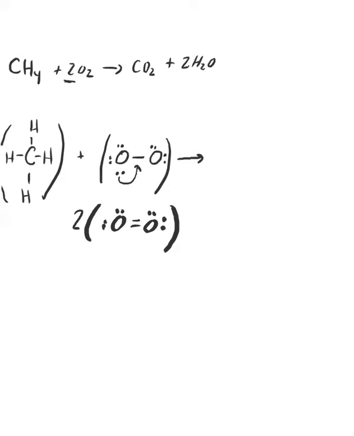Okay. Now let's do the product side. Carbon dioxide. Carbon at the center, 2 surrounding oxygens. We're going to have to work with this one a little bit too. Carbon is in group 4A, so that's 4. Oxygen is in group 6A, so that's 6. So that's 16 electrons.